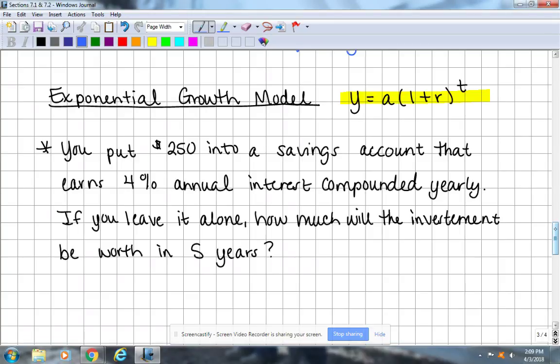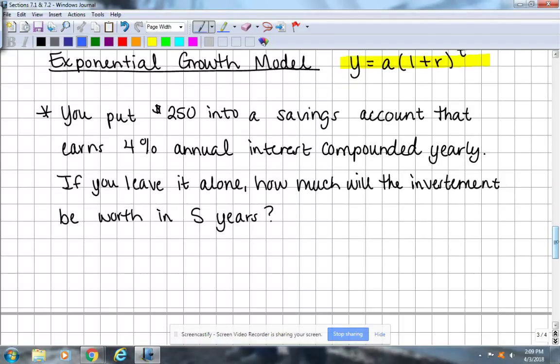All right, so here we go for this problem. You put $250 into a savings account that earns 4% annual interest compounded yearly. If you leave it alone, how much will the investment be worth in 5 years? So I've got $250. I'm putting it into a savings account. I'm not going to touch it for 5 years. I'm going to see how much it's worth.